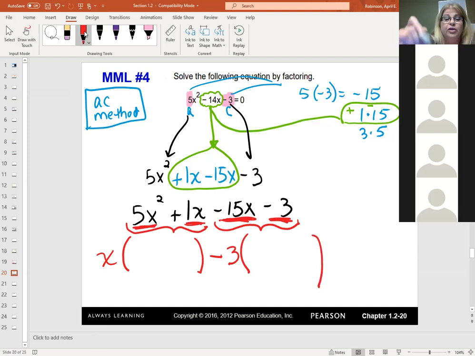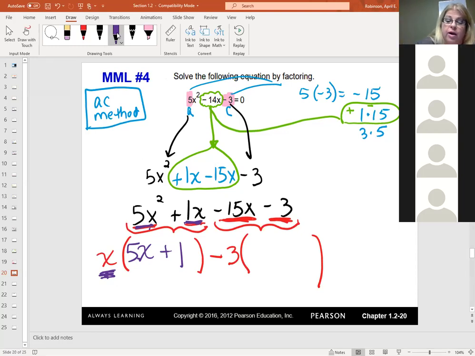Now, if you have done this correctly, your parentheses should match. So when I take 5x squared and divide it by the x, I should be left with a 5x, sorry, a 5x. Because x times 5x is 5x squared. When I take the 1x and divide it by the x, I'm left with a 1. And if you want to check yourself, just distribute back. X times 5x is 5x squared. X times a plus 1 is a plus 1x.